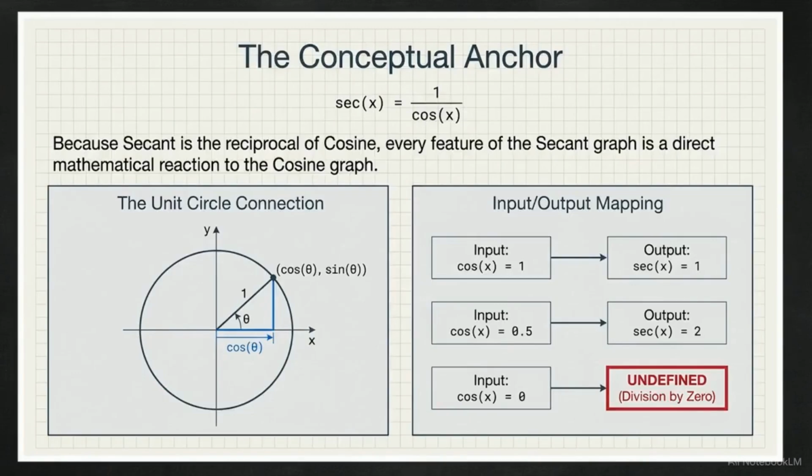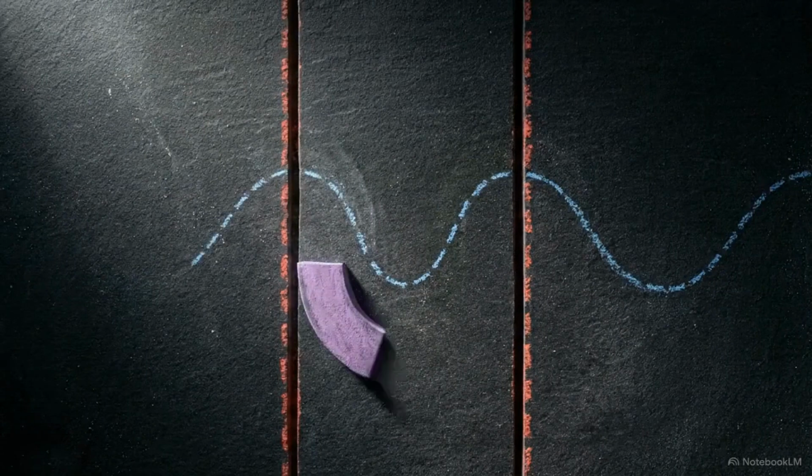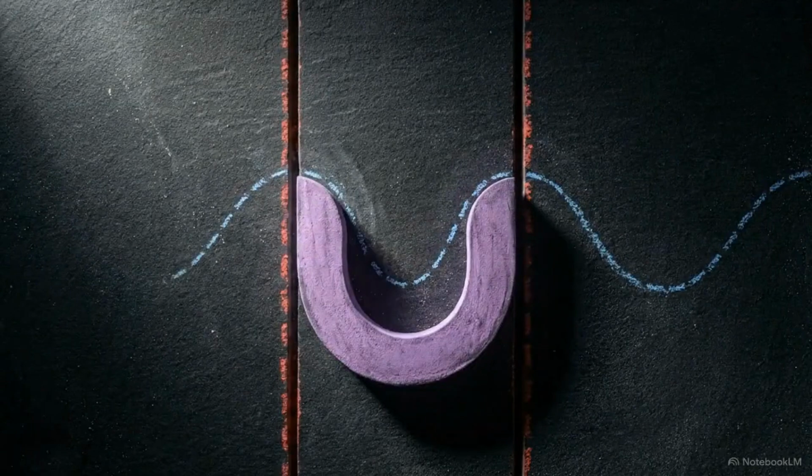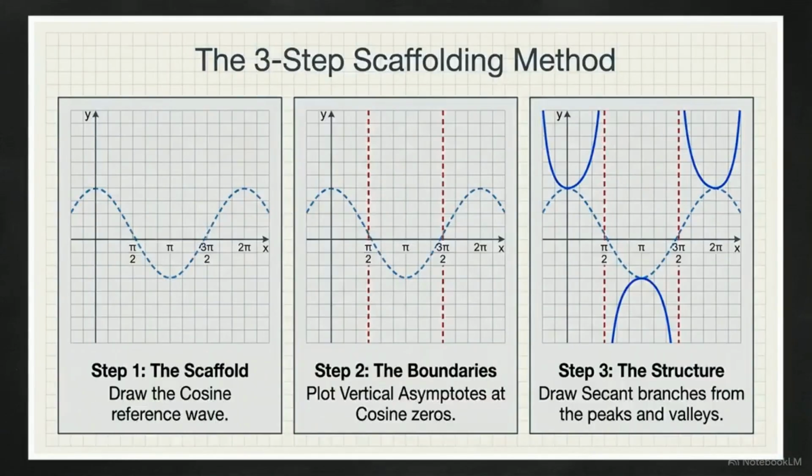But look at the bottom row of this chart. When the cosine wave hits 0, the denominator zeroes out. This forces a division by 0, a mathematical impossibility. This impossible calculation creates a vacuum, and that exact mathematical boundary dictates the broken, fragmented shape of the entire secant graph. To safely navigate those boundaries, this diagram introduces the 3-step scaffolding method.